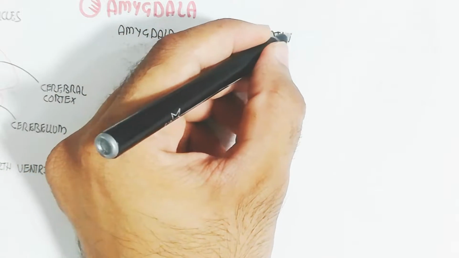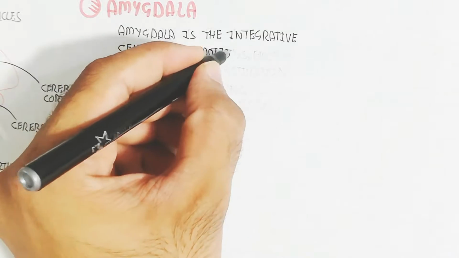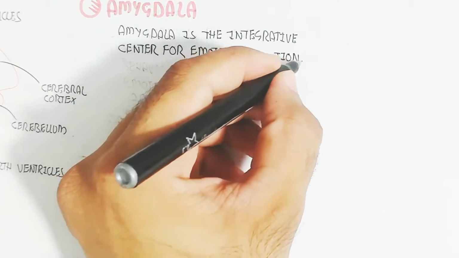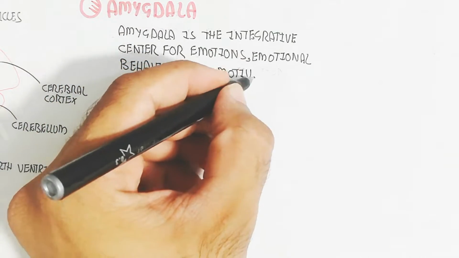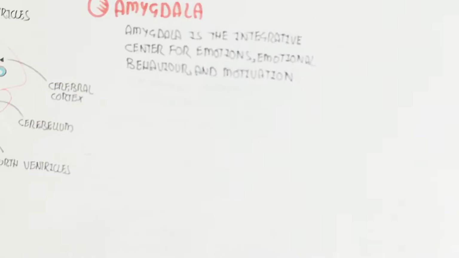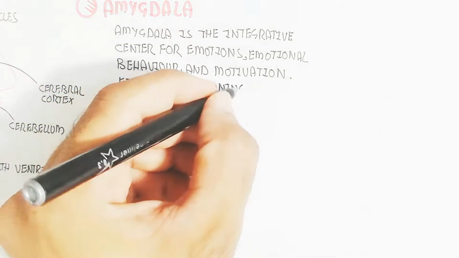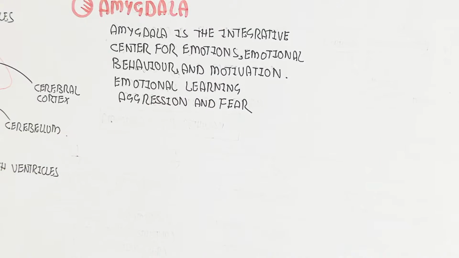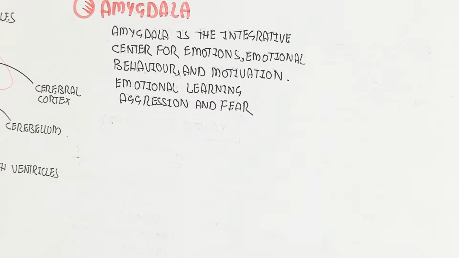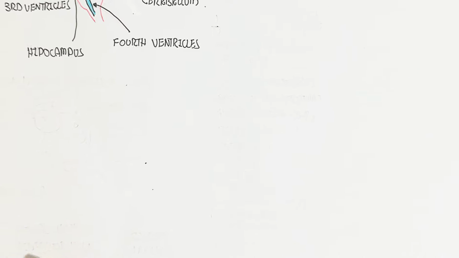And the amygdala is the integrative center for emotions, emotional behavior and motivation, emotional learning, aggression and fear. Those are all the things the amygdala is involved in processing and controlling. So let's begin with the further diagram to understand where the amygdala is.